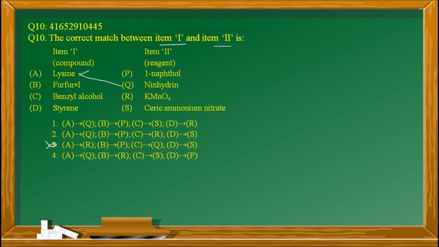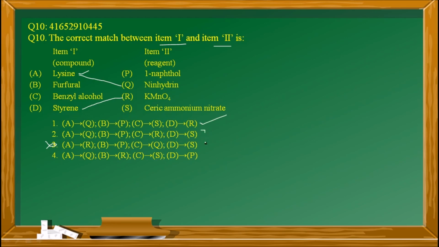Then furfural. What is the reagent? Furfural reacts with 1-naphthol. Benzyl alcohol gives the reagent ceric ammonium nitrate. Just go for styrene. Yes friends, styrene reacts with KMnO4, because it oxidizes the styrene double bond to benzoic acid. So KMnO4 is the correct option. So styrene, D, R. What are the options?